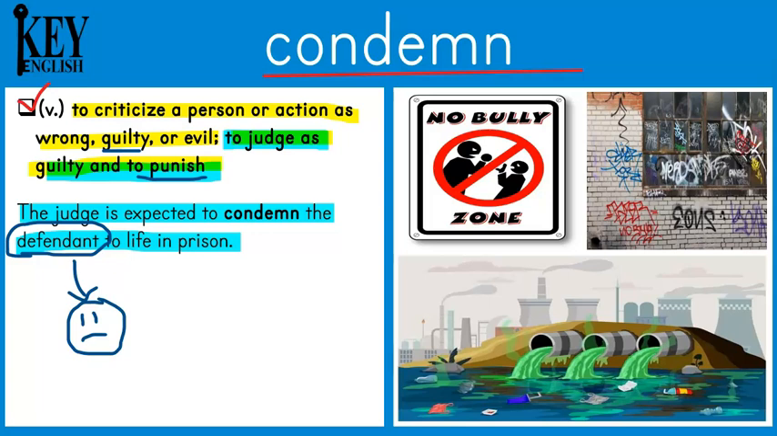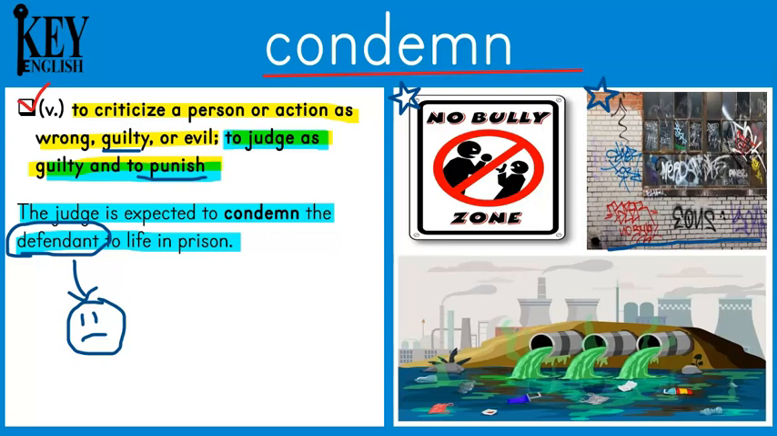Some other examples for this word condemn would be something like, many people condemn bullying and cruelty. People think that it is wrong, it is evil, we should not bully other people. So we condemn it. Another example would be, the community condemned the vandalism at the park. Vandalism is something like this when people destroy a building or wall or other things in the community by painting on them like this and making them look a little bit ugly or old.